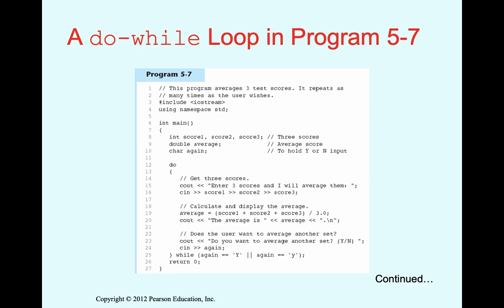So this is an example to compute the average. We ask the user to enter score 1, score 2, score 3. We compute the average, we print the average, and we ask the user, do you want to compute another average? If he says yes, capital Y or small y, then we repeat. So we do these things, and at the end we check if the user wants to repeat again or not. If this condition is true, he enters capital Y or small y, we repeat, and so on.